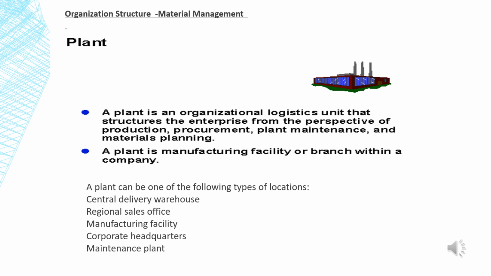A plant is an organizational unit in logistics that structures the enterprise from the perspective of production, procurement, plant maintenance, and material planning. A plant can be a manufacturing facility or a branch within the company which can distribute the product.